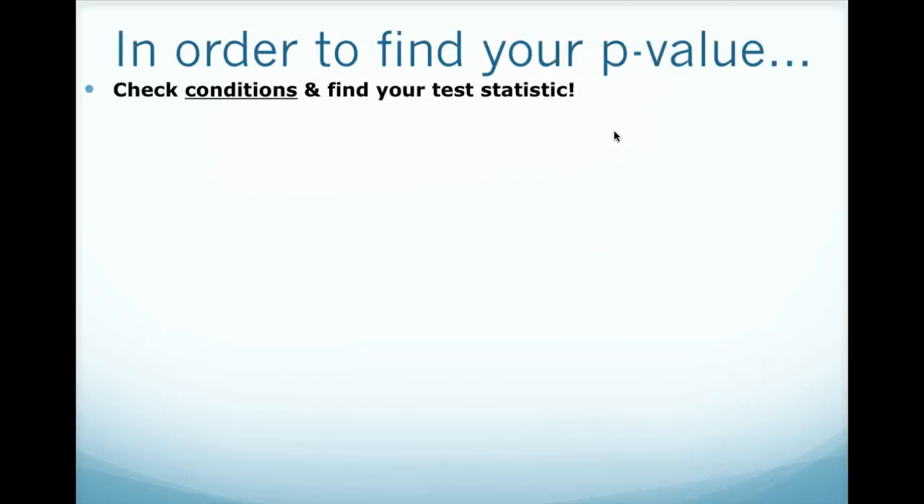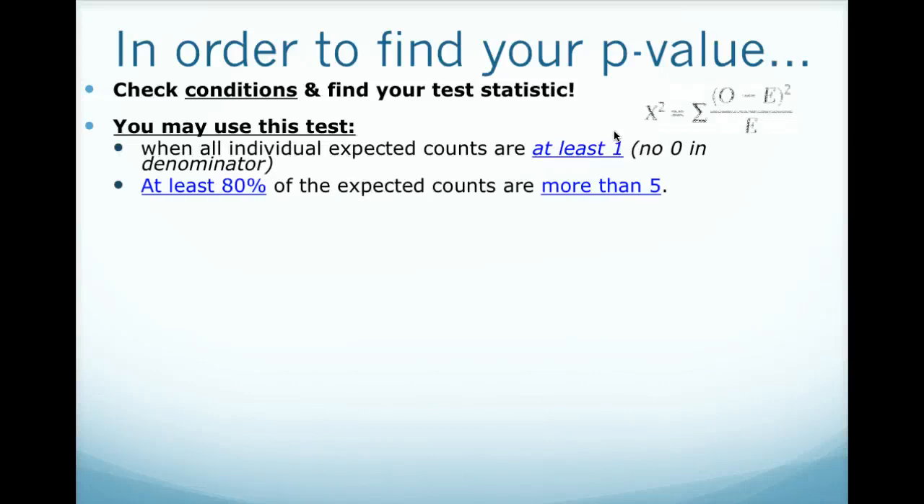Now, to do any type of hypothesis test, we need a p-value to make a decision. To find our p-value, we need to make sure we check our conditions. The nice thing is our conditions for a chi-squared test are very simple. Two things need to happen. All our expected counts need to be at least 1, and at least 80% of our expected counts need to be more than 5.